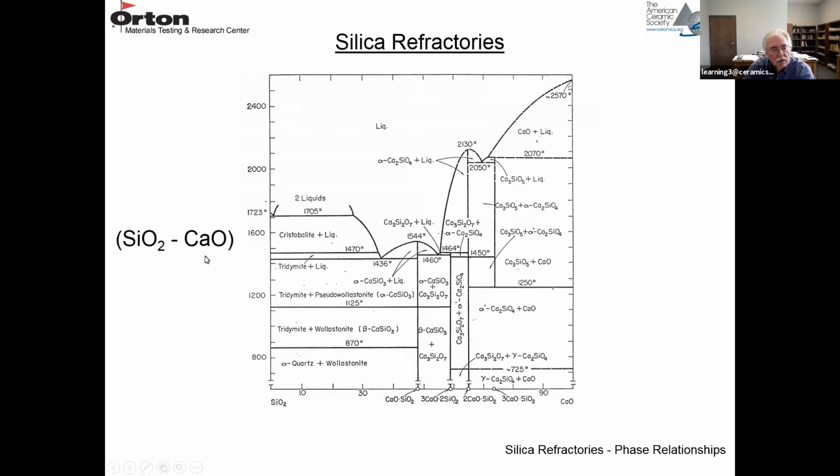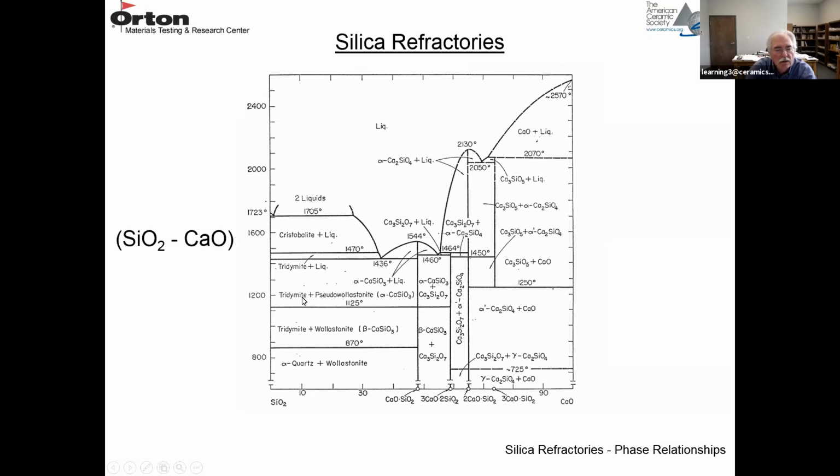So this is the phase diagram for silica and CaO. It's a binary phase diagram. And this side of the diagram is 100% SiO2, and going in this direction from left to right, you go up to 100% CaO. So with a 3% addition of lime, you're just to the right of the 100% SiO2 axis here. So as you go up in temperature, you're going through quartz, tridymite, and pseudowollastonite. Wollastonite is just a calcium silicate.